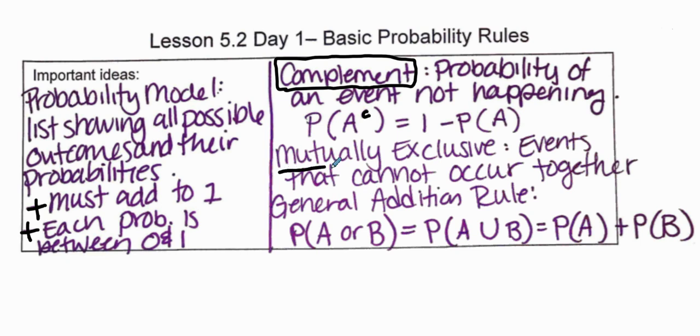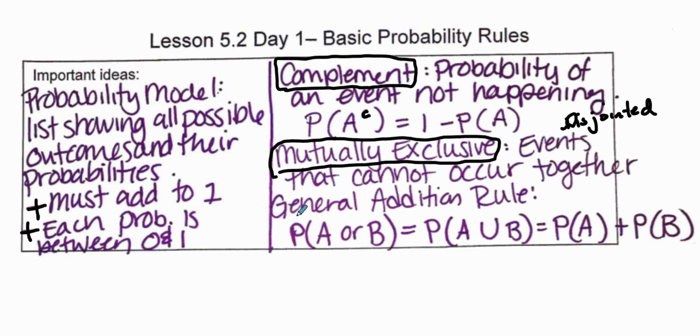Now, another term is called mutually exclusive or disjoint. All right, mutually exclusive or disjoint events. We also call this disjoint. Disjoint events, or mutually exclusive events, cannot occur together. So they cannot occur together.